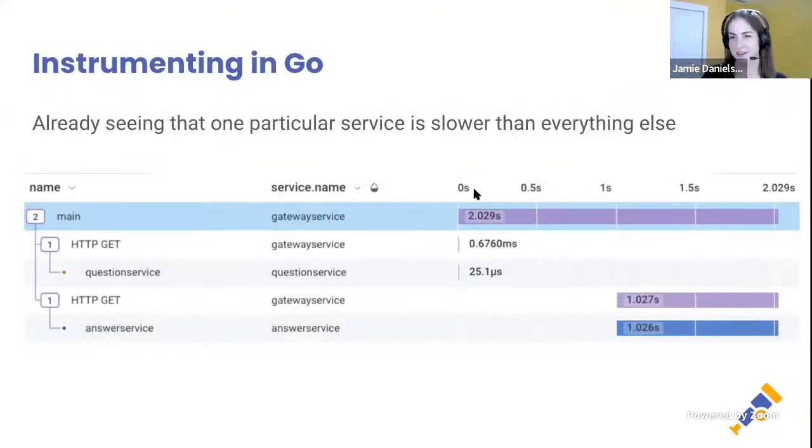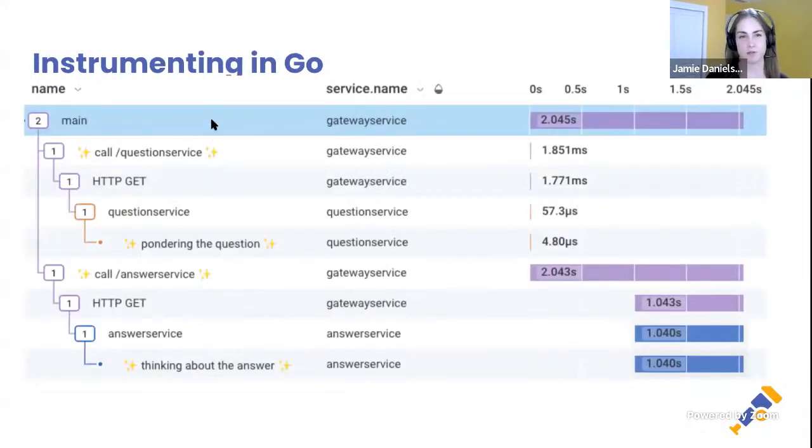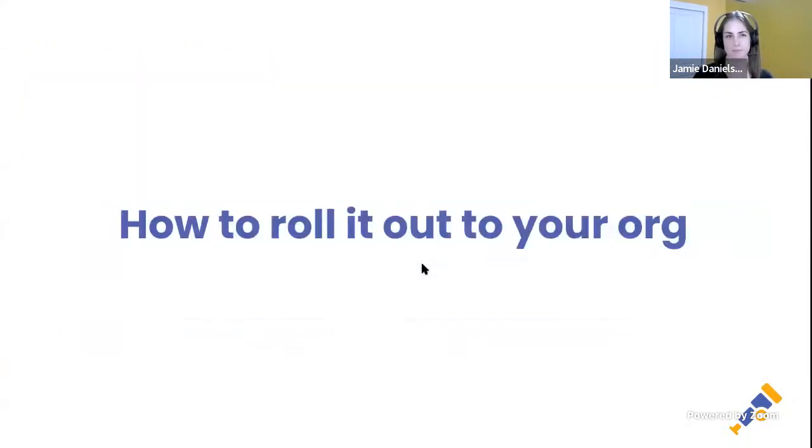And so as we see here, just a screenshot of already with our first set of automatic instrumentation with instrumenting with the library, we can see that the answer service is the slowest of the entire trace. And after we've added some manual instrumentation, we can see even more detail that breaks down even further what's happening in that app.